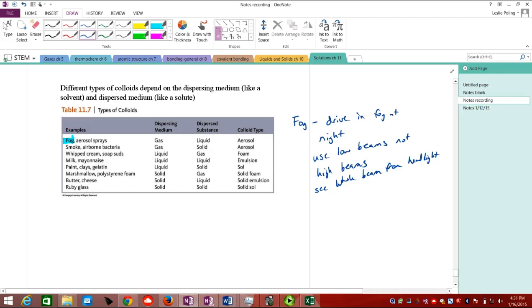Whipped cream, mayonnaise, milk, marshmallows, gelatin, all sorts of things that you are familiar with are colloids.